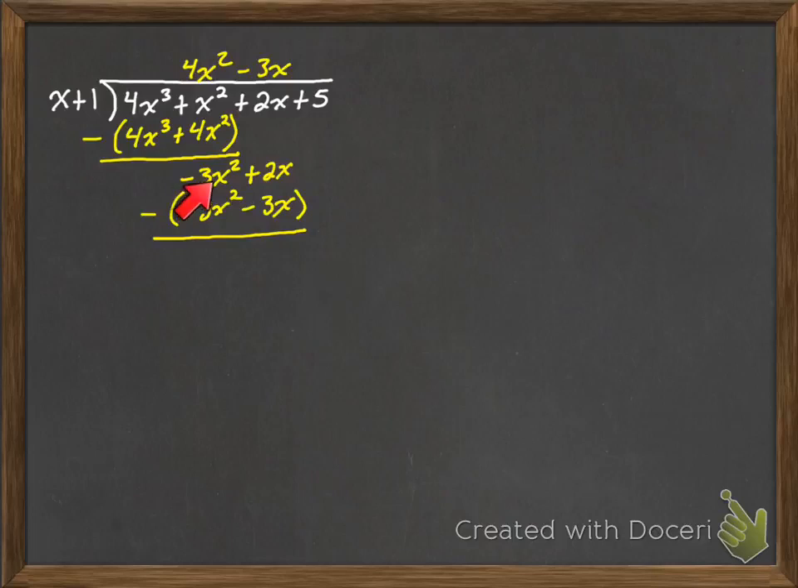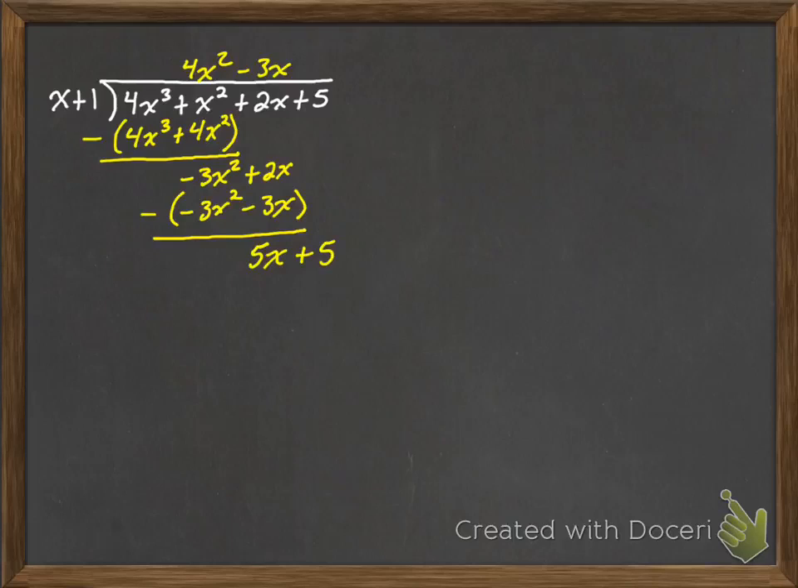All right, so now negative 3x squared minus negative 3x squared. Remember, the minus and negative changes to plus, so these two things will cancel out. Then we have 2x minus negative 3x. Minus the negative changes to plus, so that gives us a positive 5x. Now we bring down the last term of a positive 5.